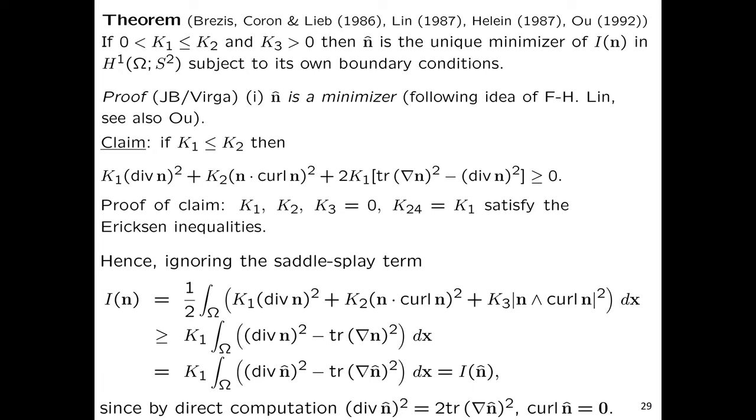Therefore, this integral is equal to the integral of n hat. But that's actually exactly equal to I of n hat, because the curl of n hat is zero, so you don't have these terms, and the divergence of n hat is twice the gradient of n squared. And so what you get by this trick is that the hedgehog is a minimum.